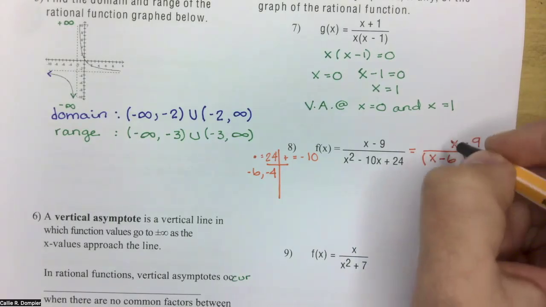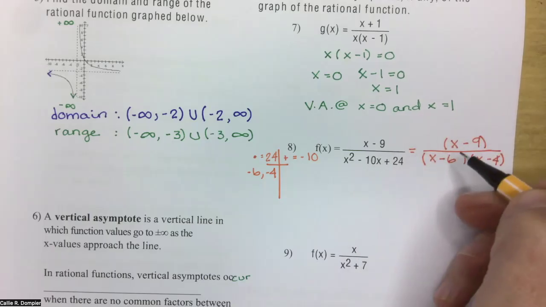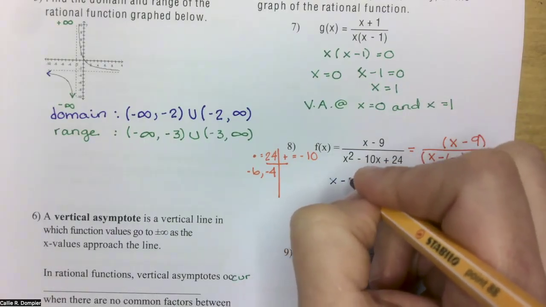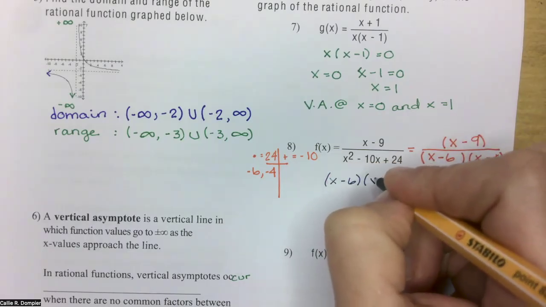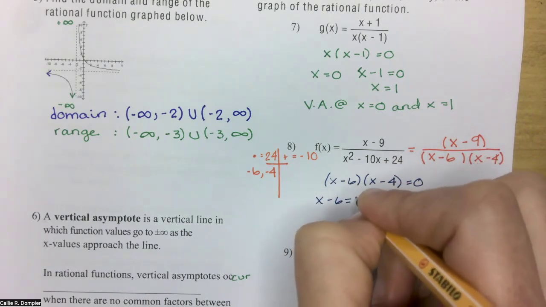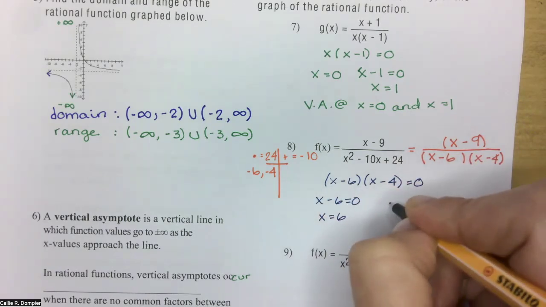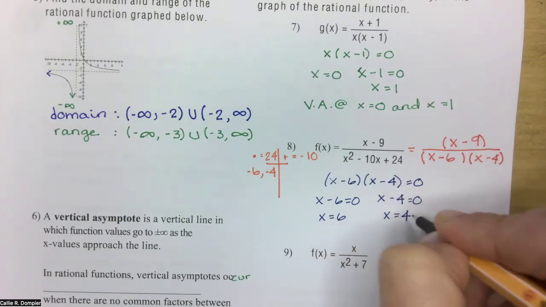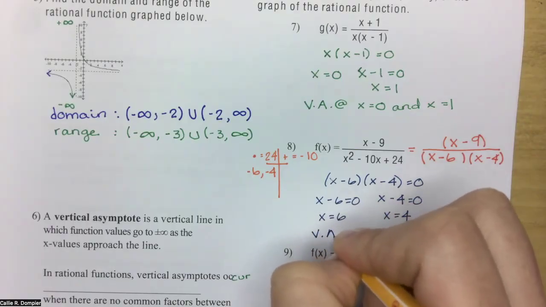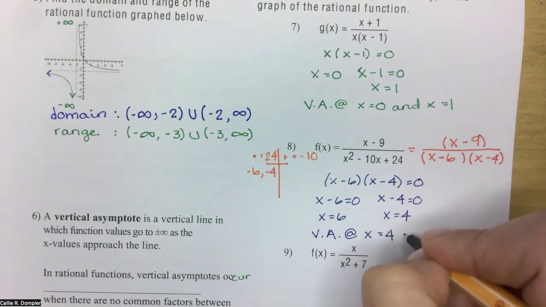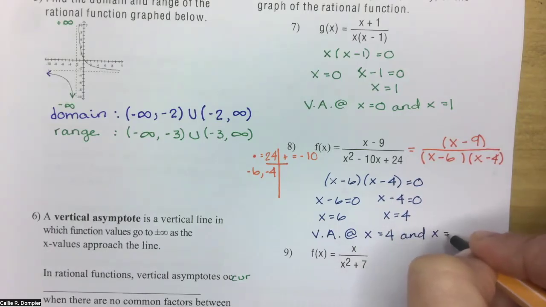If there was a binomial that was common to both the top and the bottom, you would then cancel it, right? But there is not. Now, we just set that denominator equal to 0. X minus 6 times x minus 4 equals 0. X minus 6 equals 0 becomes x equals 6. X minus 4 equals 0 becomes x equals 4. So we have vertical asymptotes at x equals 4 and x equals 6.